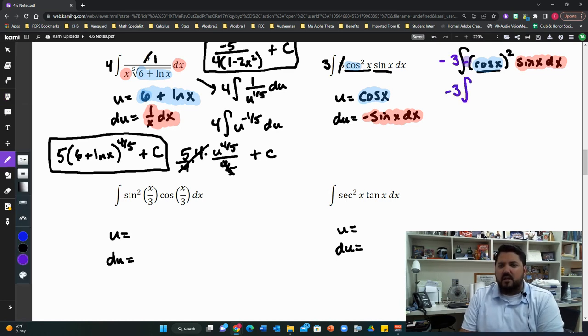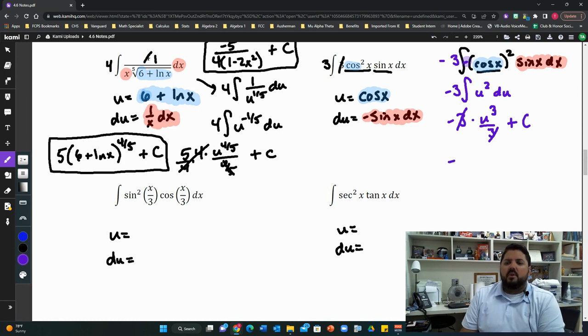This would give us negative 3 times the integral of u squared du, or negative 3 times u cubed over 3 plus c. That means these 3's cancel, and I am simply left with the opposite of, actually you could write this as a parentheses cubed, but when we write our trig functions raised to powers, we typically will use this shorthand notation. So this would be the opposite of cosine cubed x plus c.